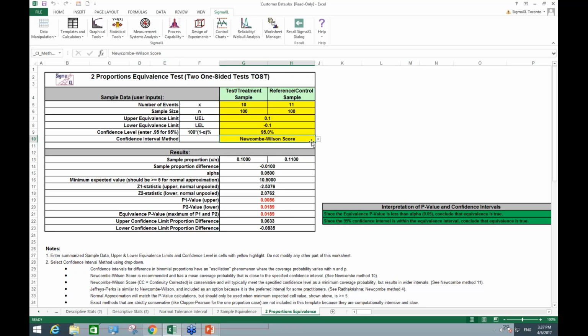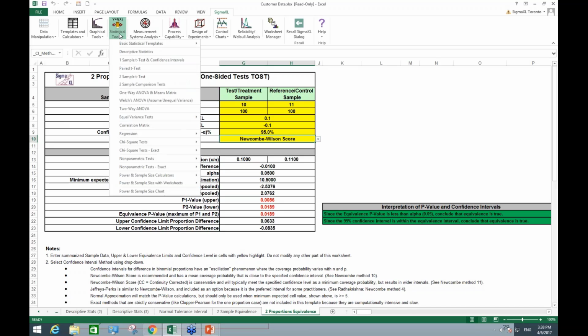If you choose a confidence interval method, the default is Newcombe-Wilson, which is the recommended confidence interval method. It may be possible that the p-value gives a different indicator than the confidence interval, and in that case we recommend going with the confidence interval. If you use the normal approximation, then the confidence interval and the p-values will match, but using one of these other techniques there may be differences in interpretation. So in that case, go with the confidence interval method.